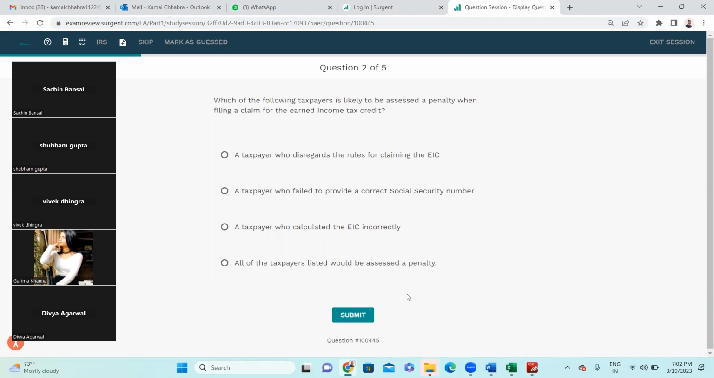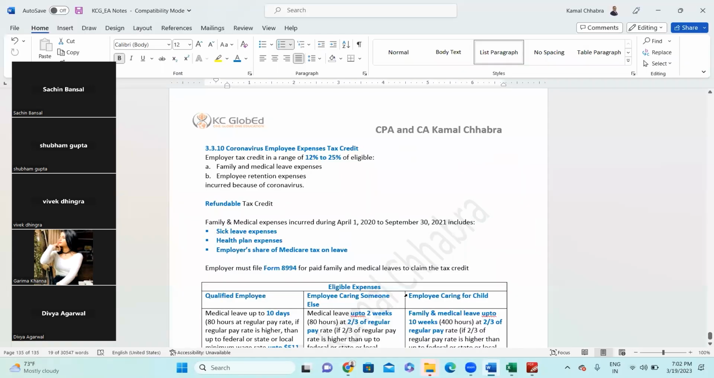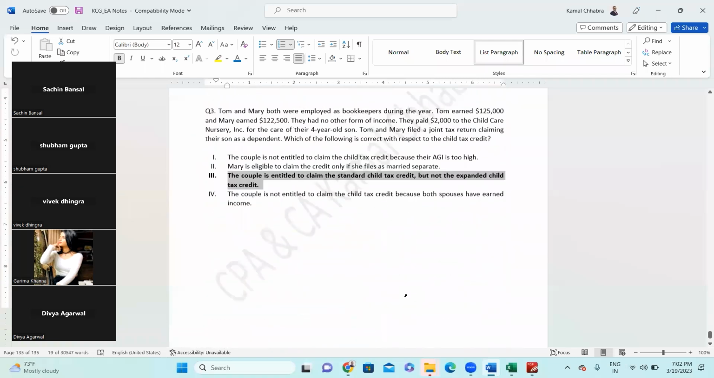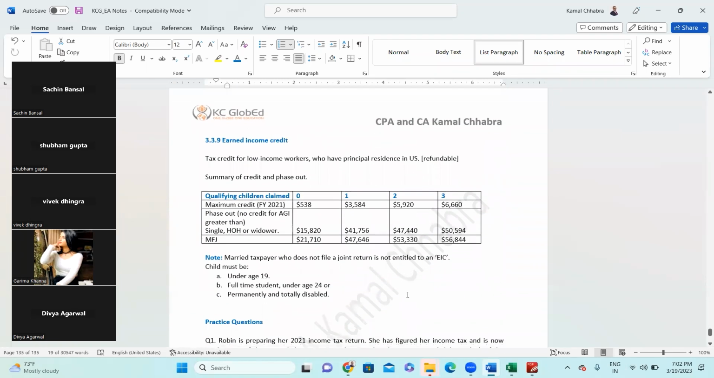What is EIC, earned income tax credit? Do you remember what the earned income tax credit is? This is for the people who are earning low income. Earned income credit is for low income workers, but for their children. 0, 1, 2, 3. Maximum up to 3 children.